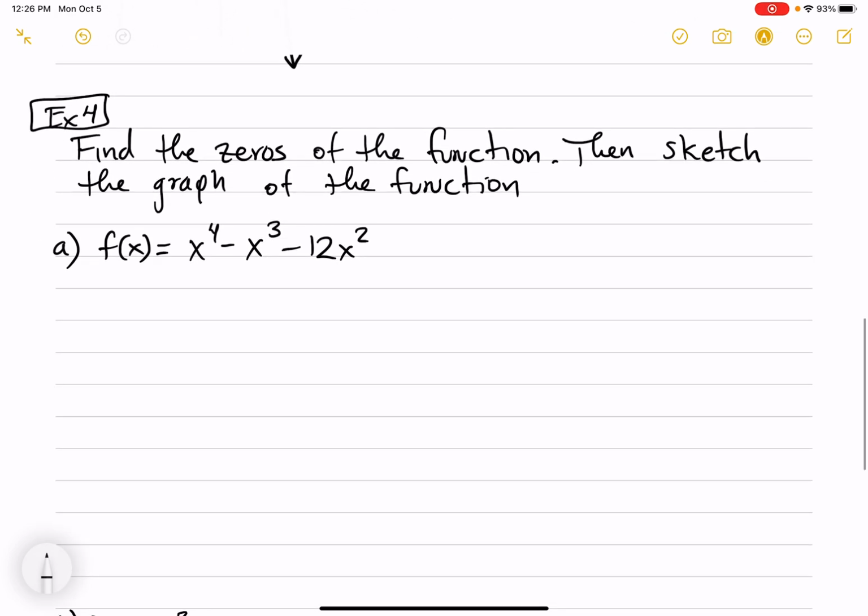So if you look at example number 4, it says find the zeros for the function and then sketch the graph of the function. So if we're going to find the zeros, the x-intercepts, we need to figure out when that y value would be equal to 0. So we start by making the function equal to 0. And then we're going to solve this equation just like the previous 3 examples. In this case, I'm going to start off with the greatest common factor, which in this case is x to the second.